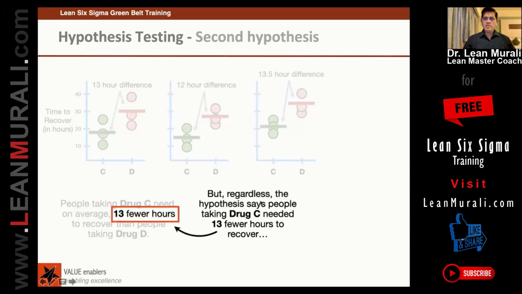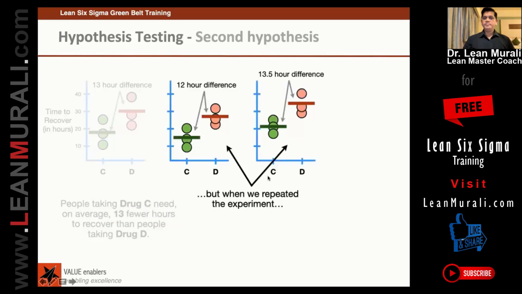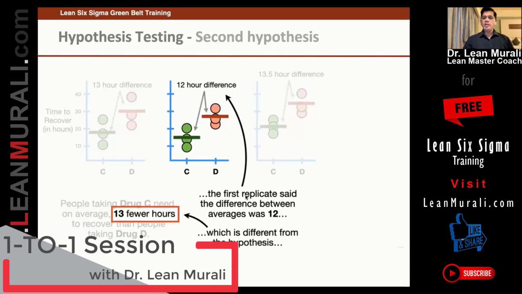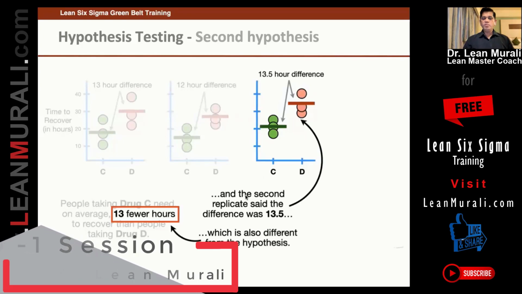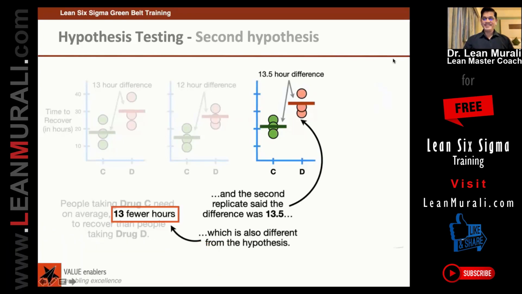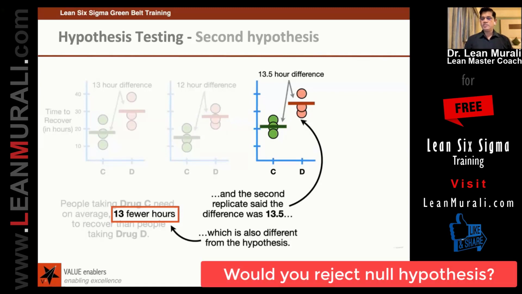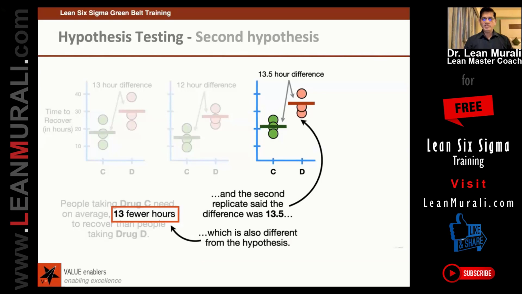But regardless, the hypothesis says people taking drug C need 13 fewer hours to recover. But when we repeated the experiment, what we got, one was 12, which was different from 13 hours, and one was 13.5, which was different from 13 hours. So my question is, would you reject the null hypothesis? In fact, I will later on use one terminology. You should never say accept, it is only fine to reject. Okay.